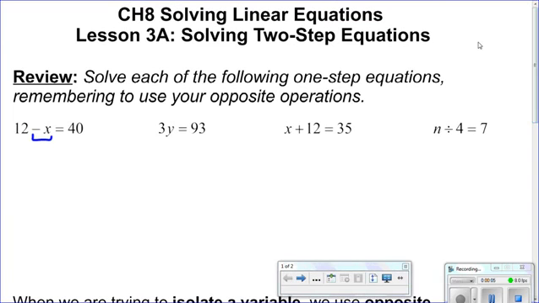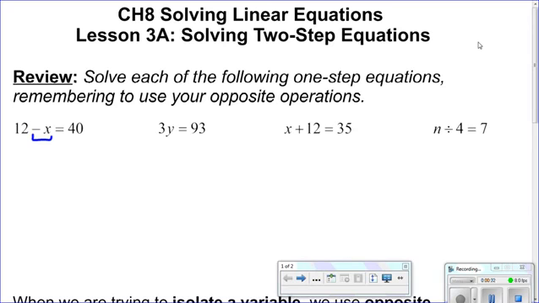Lesson 3A, solving two-step equations for Chapter 8, solving linear equations. So we just finished lessons 1 and 2, which dealt with solving one-step equations. In lesson 3, we are now going to move to simple two-step equations. Hopefully you are good with one step, so that way two steps is not so bad.